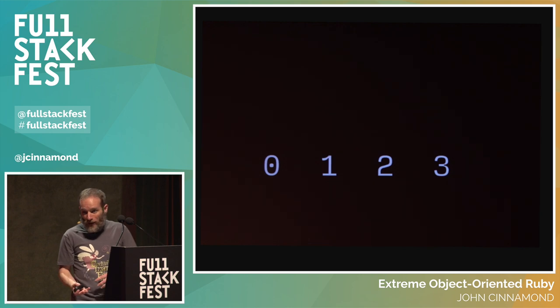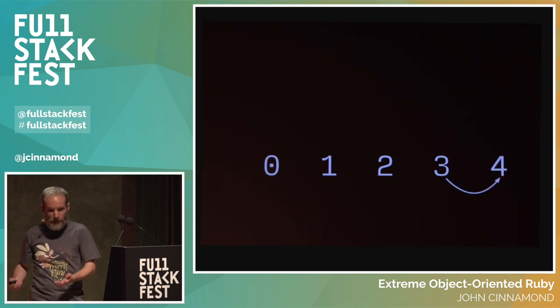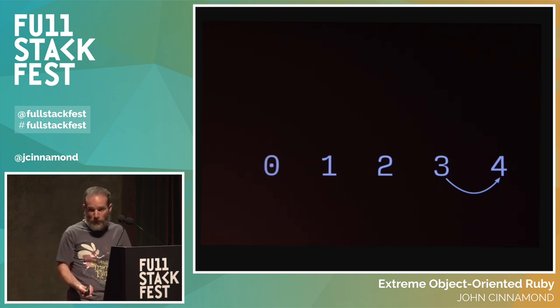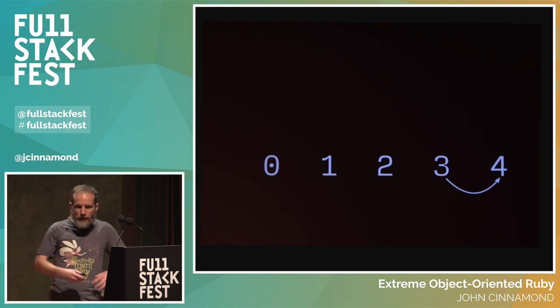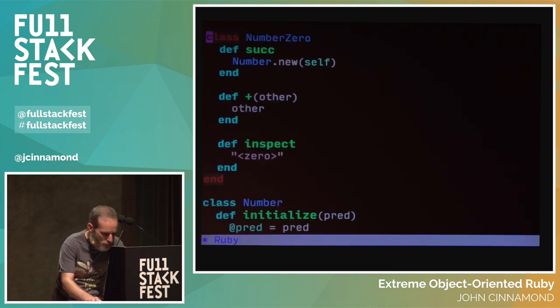Now we need to balance this out again. We took a step back towards 0, so we're going to balance it by taking a step away by calling the successor. That gives us 4, which is the correct answer. And in fact, this works in general for adding positive integers together. So let's go and add it to the code.